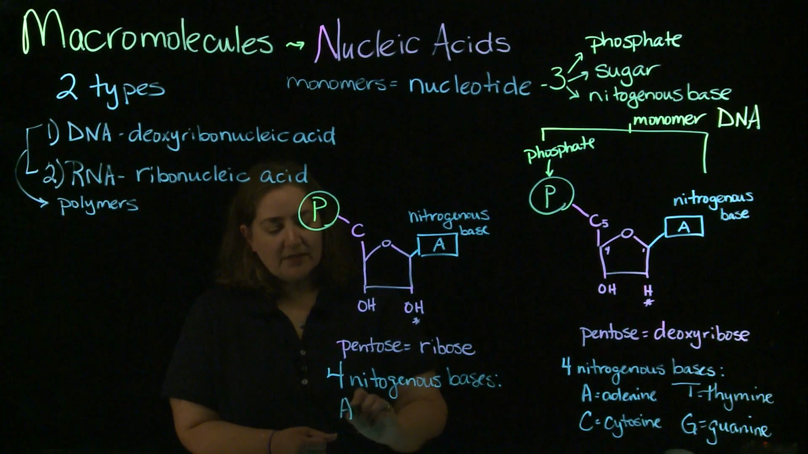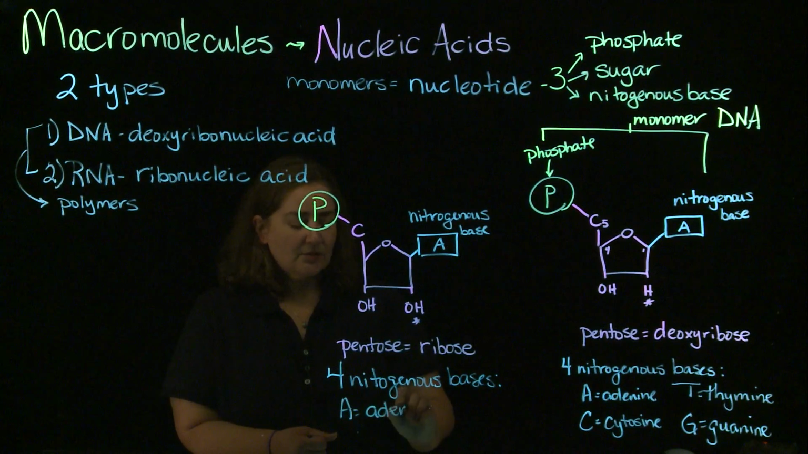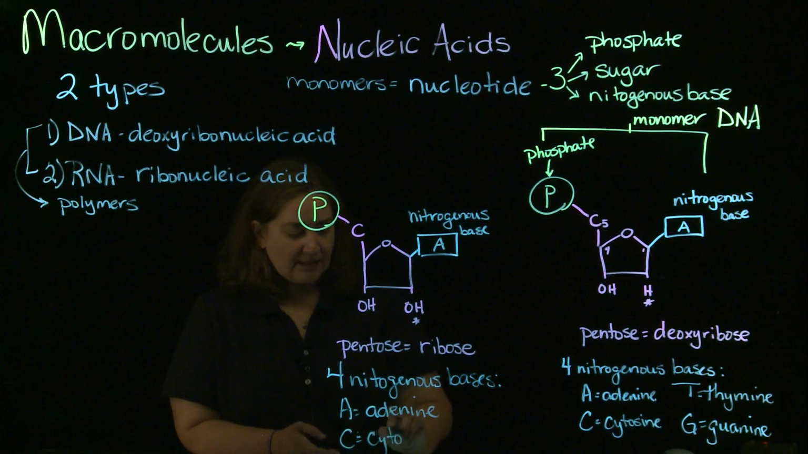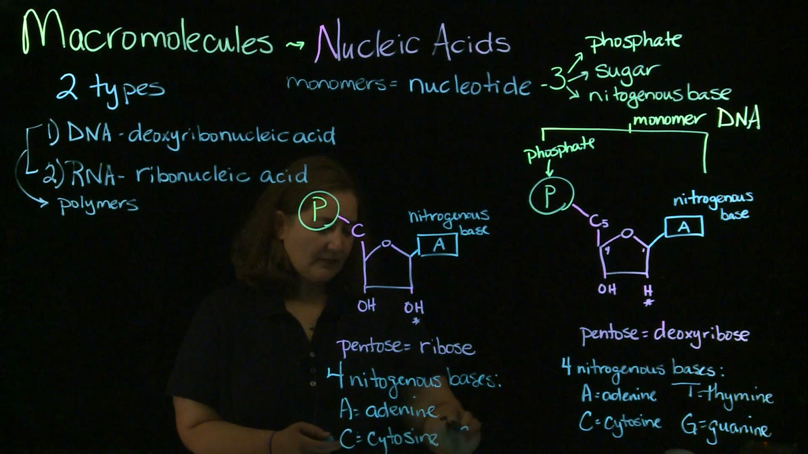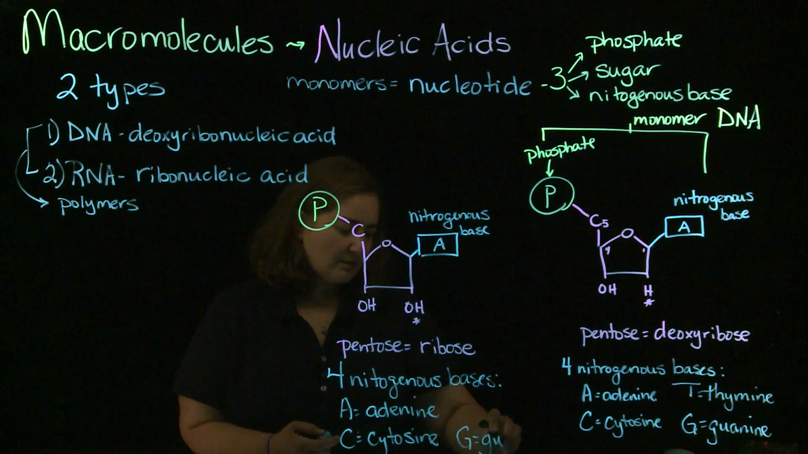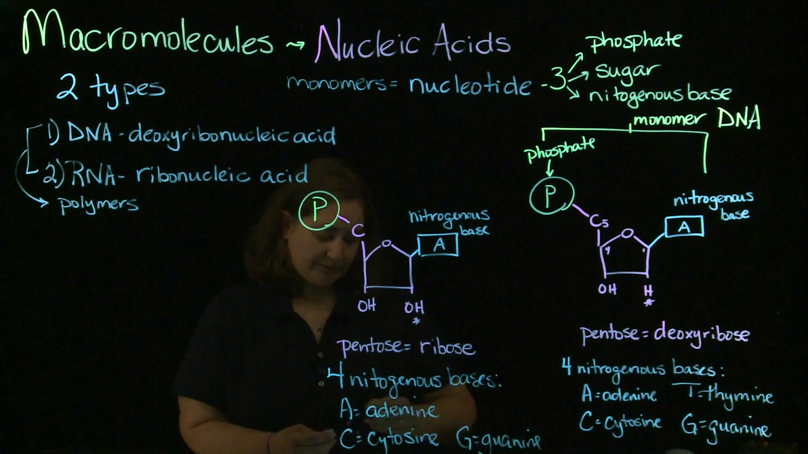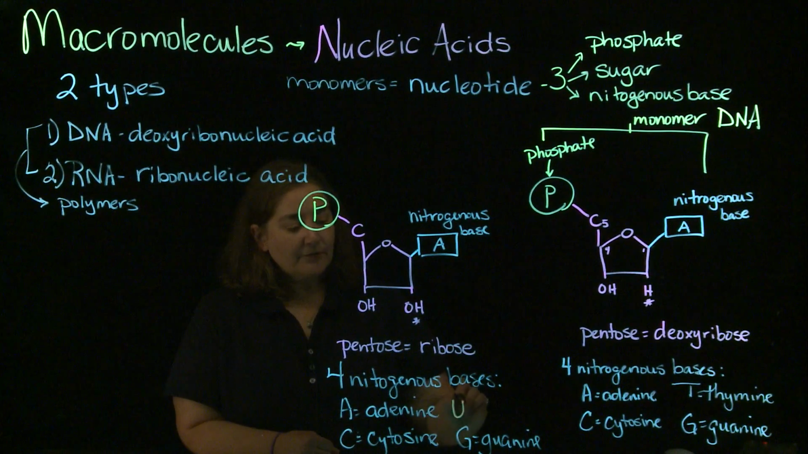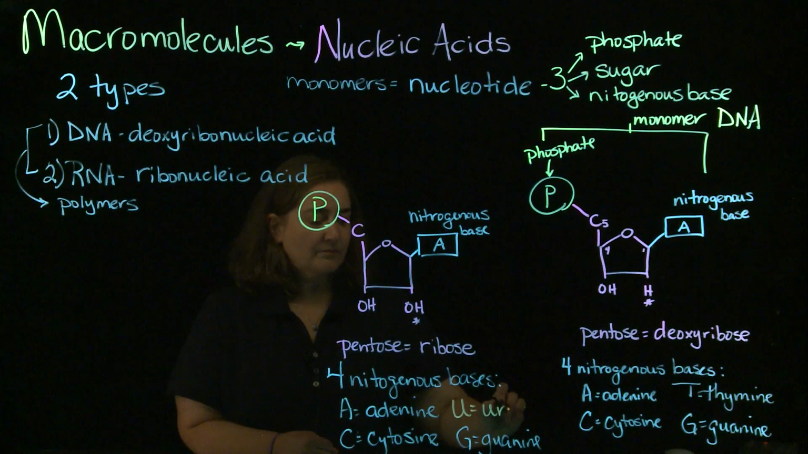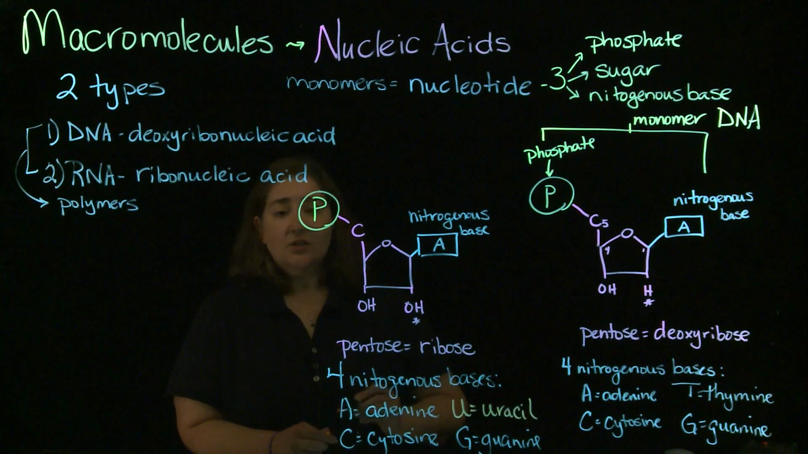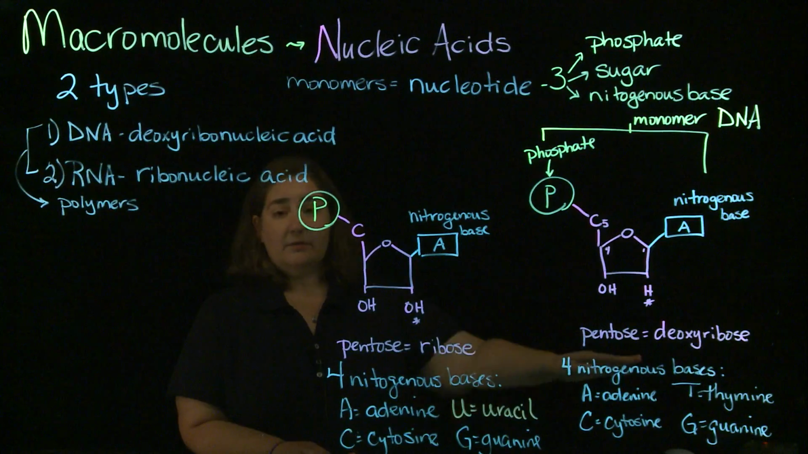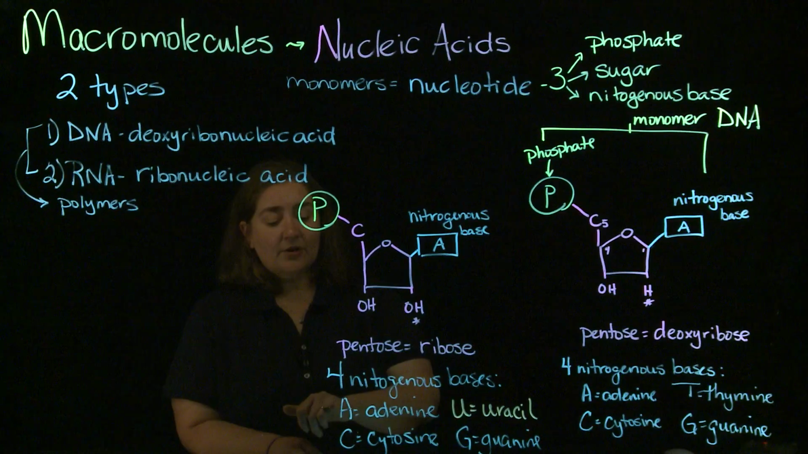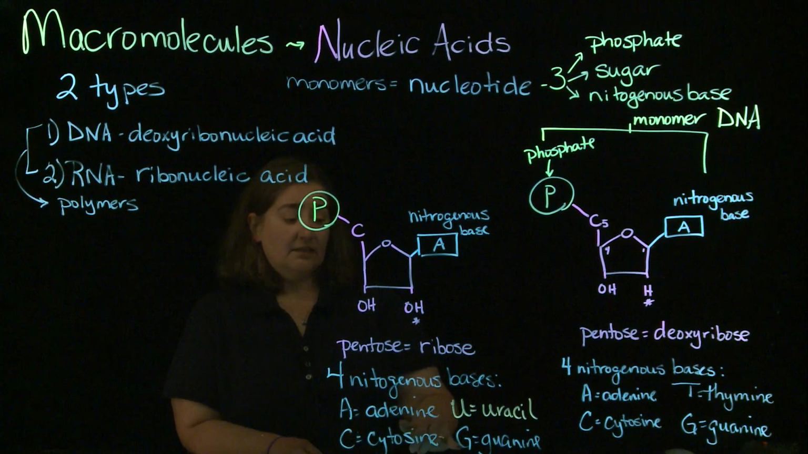Those nitrogenous bases are still going to be adenine, cytosine, guanine. But what RNA has, and this is the other thing that's going to make it different from DNA, is it has a uracil instead of a thymine. Okay? So the 4 bases associated with RNA are going to be A, U, C, and G.